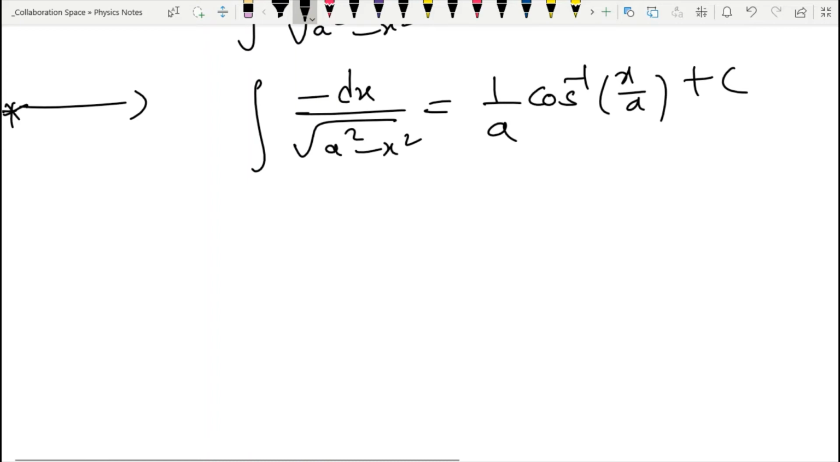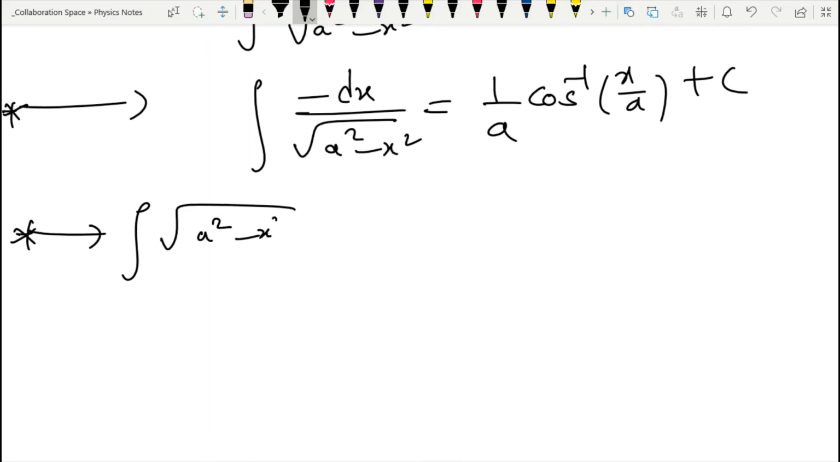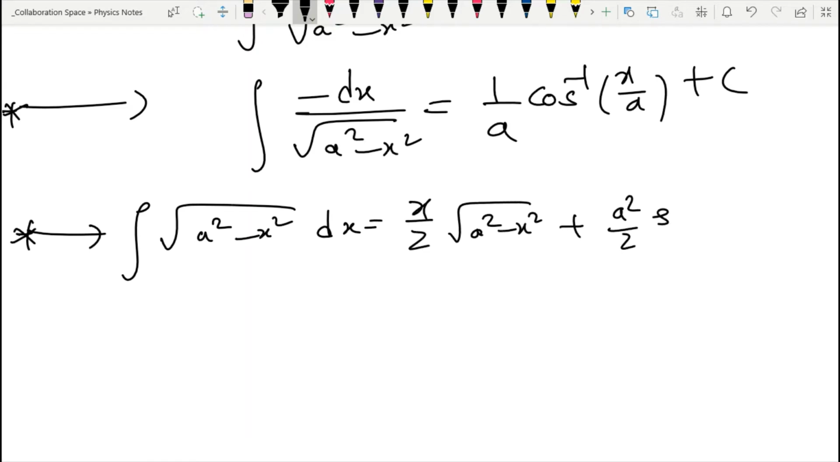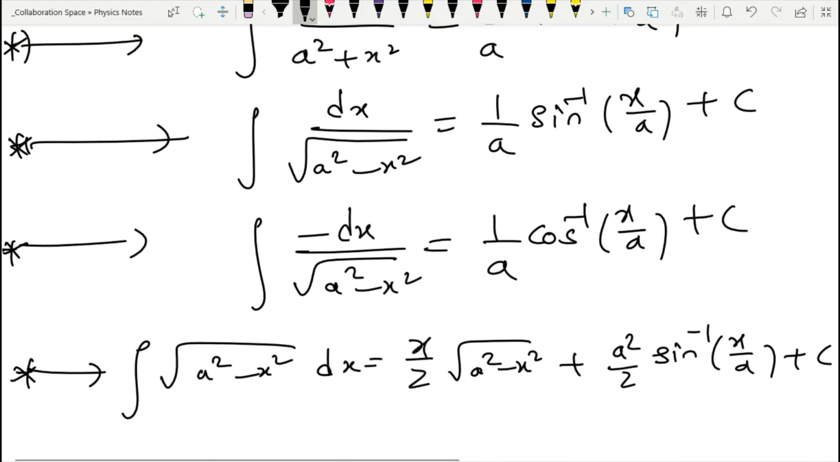Next, integration of square root over a square minus x square dx. The formula is x by 2 square root over a square minus x square plus a square by 2 sin inverse x by a plus c. So this is the entire formula for this integration. All the formulas are very important. We use these formulas frequently to solve the problems in physics.